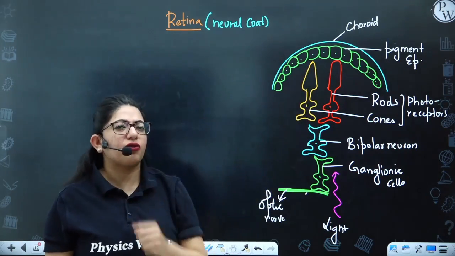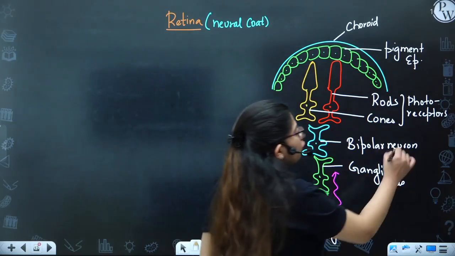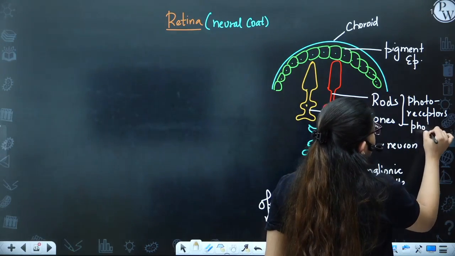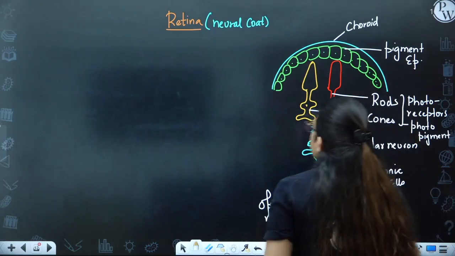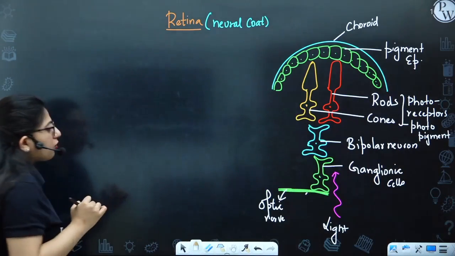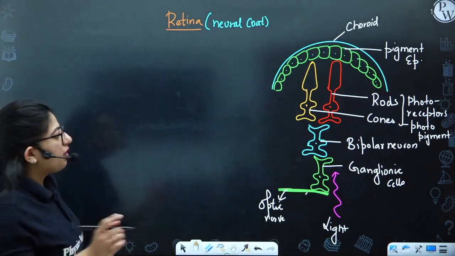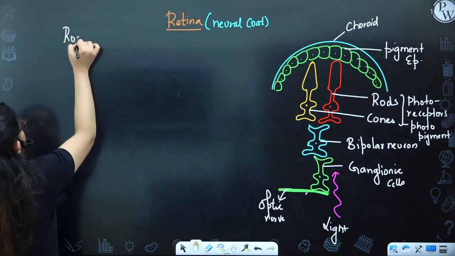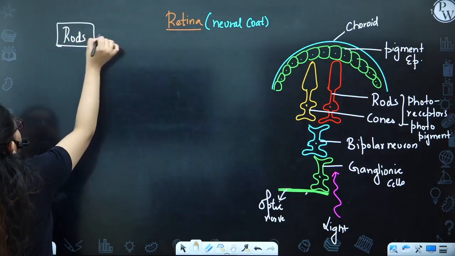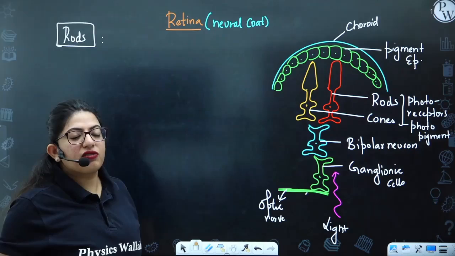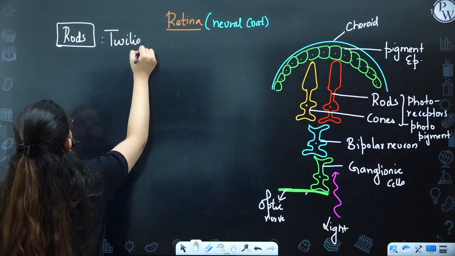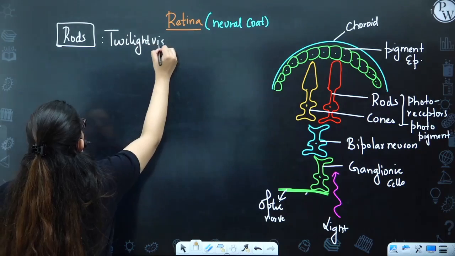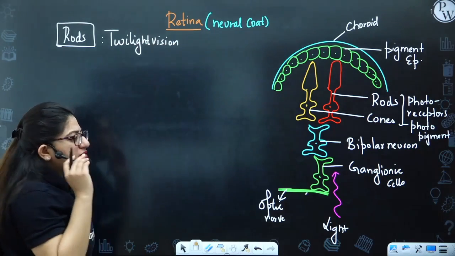Now what do these photoreceptor cells have? They have photopigment. What is this photopigment? Let's see. The photopigment in rods and cones is different. First I'll talk about rods. Rods are the type of photoreceptor cells which are responsible for twilight vision or moonlight vision. Basically, they help us to see in the dark.